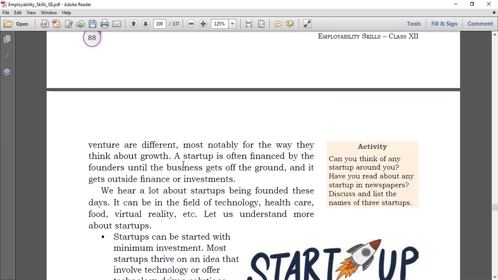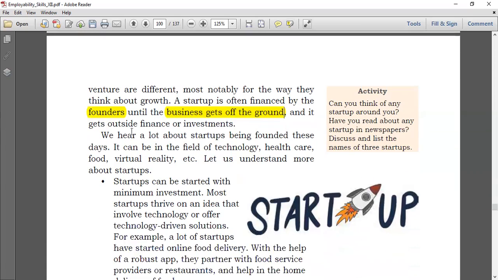Startups are often financed by founders. So founders जो हैं जिन्होंने start किया है business, they finance that startup business until the business gets off the ground. Getting off the ground means that it starts yielding profits, right? Then it gets outside finances and investments. Despite getting profits, you can get finance from outside also, from banks and some funding institutes or, what you say, organizations, right?